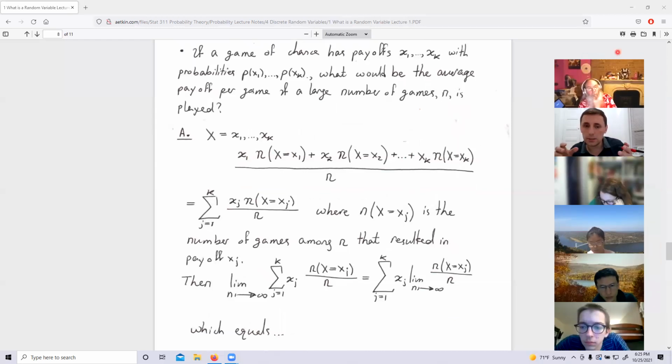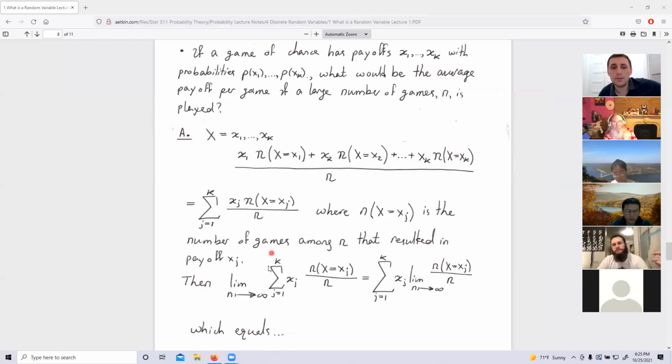You played capital N, you played little n games, and the numerator represents the total amount of money that you earned. And when you divide by n, you see how much money you earned per game on average. And what happens is that if you played many games, you can take n to infinity, and you can see that this expression is simply the probability of xk.